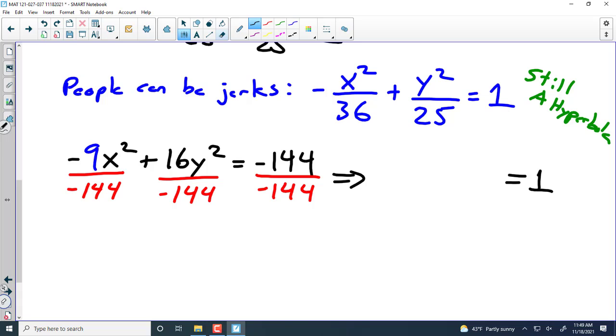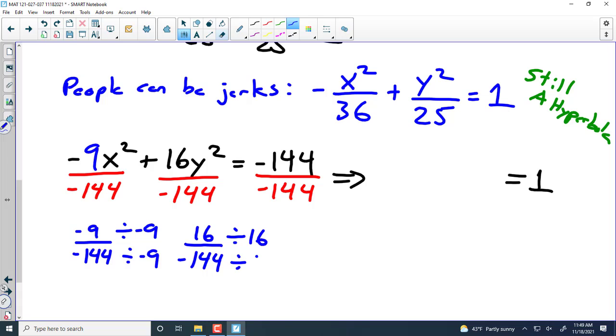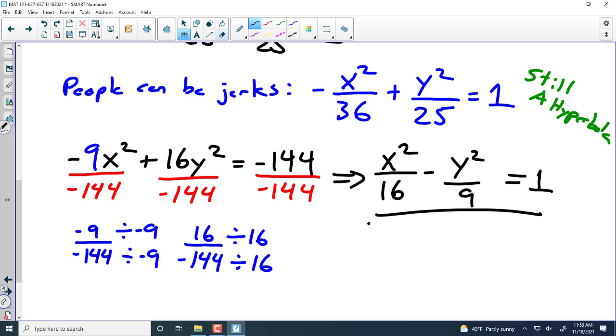We reduce these fractions the same way we reduced them back when we were doing ellipses. So, we take negative 9 over negative 144 and divide both the top and the bottom by negative 9. We take 16 over negative 144 and divide both the top and the bottom by 16. What that will give us when the dust settles is x squared over 16, minus y squared over 9 equals 1.